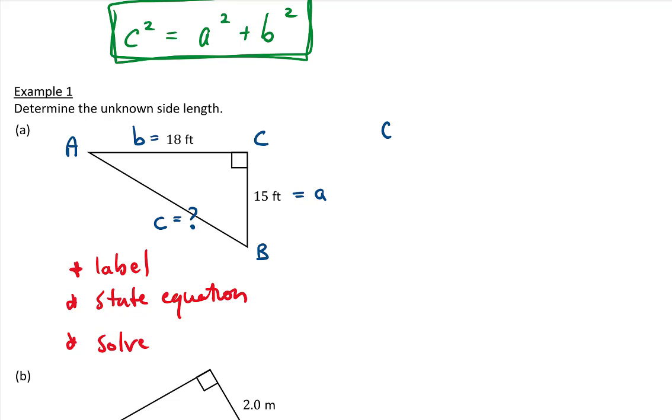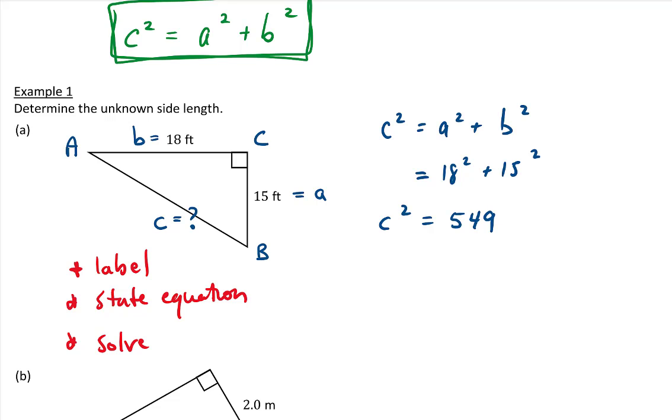Second step is to write out the equation we're going to use. So we're going to use Pythagorean's theorem to find the hypotenuse of this triangle. So we have C squared equals A squared plus B squared. We know the values of A and B, so we're going to sub them in next. So we have 18 squared plus 15 squared. At this point, we can use our calculator. So we get a C squared value of 549.